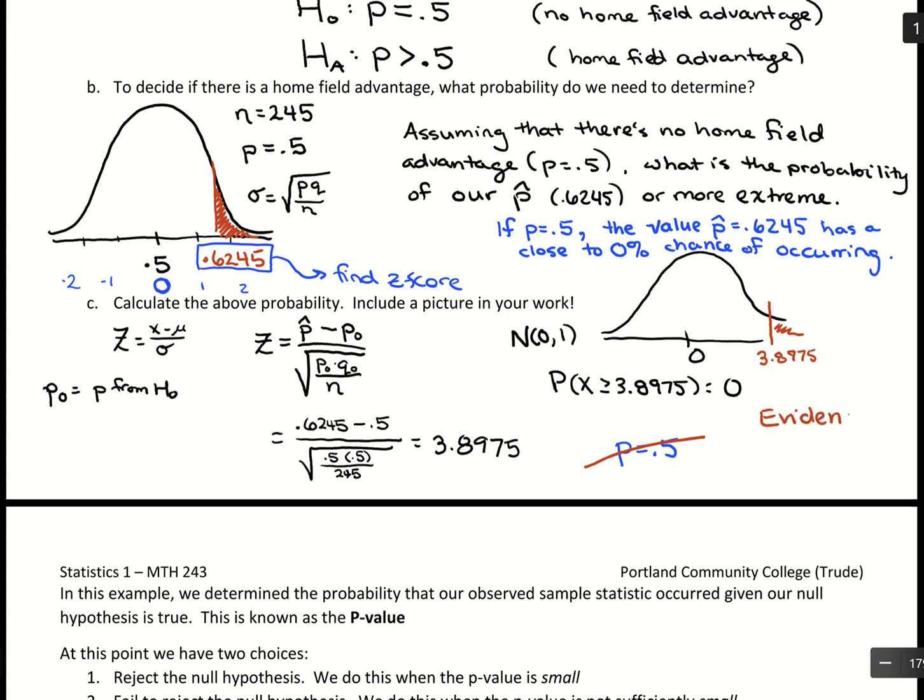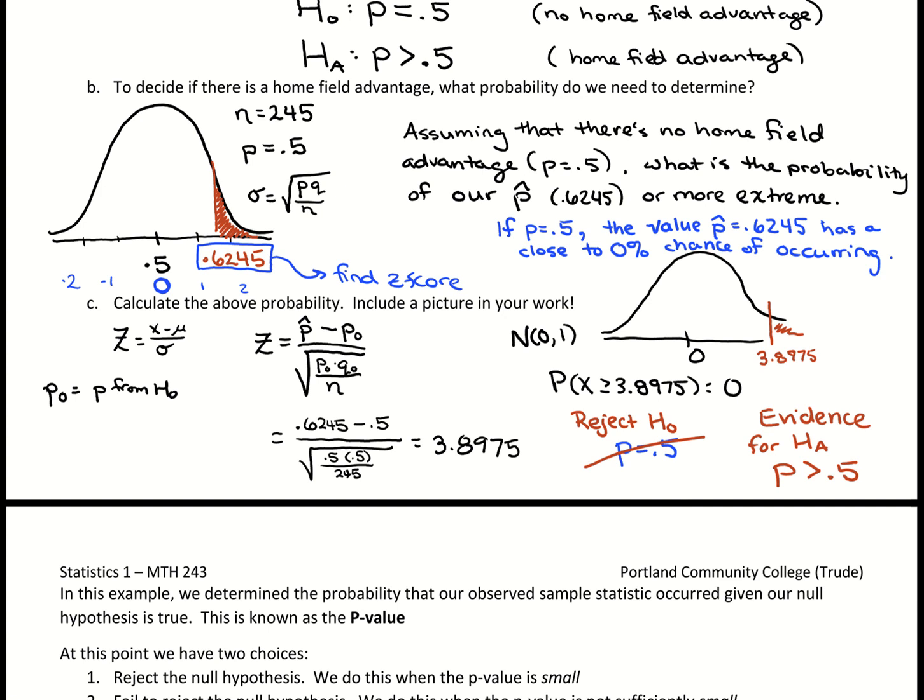We would say we start to have evidence for the alternative hypothesis, the fact that this proportion is probably larger than 0.5. We're starting to get this evidence that there is a home field advantage. And what we do in this process is reject that null hypothesis and say, there obviously isn't no home field advantage. We're finding evidence that there is a home field advantage.